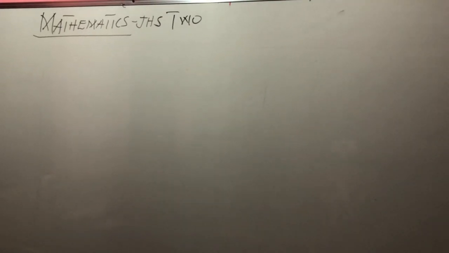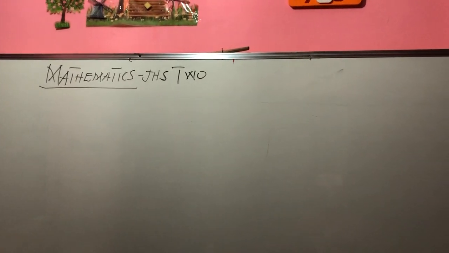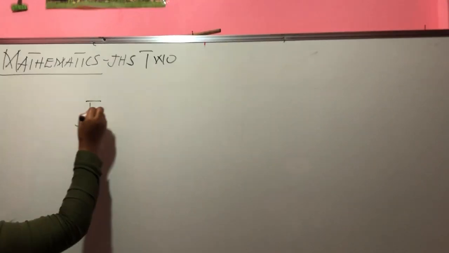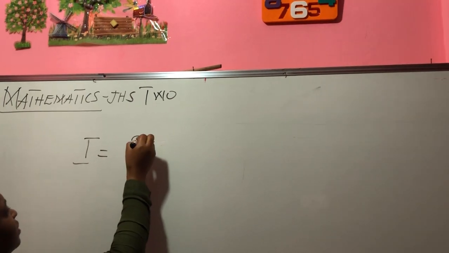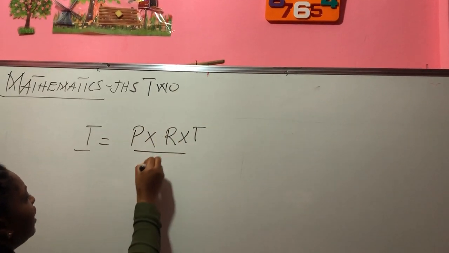So this is how we solve the question. First of all, you write your formula. Your formula for simple interest is equal to principal times rate times time all over 100.